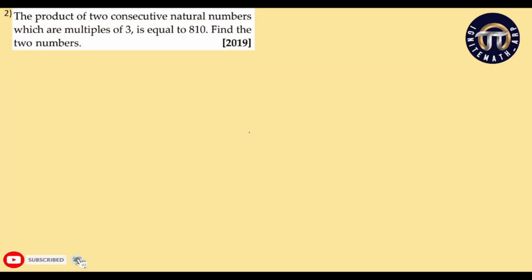See, the second problem says that the product of two consecutive natural numbers which are multiples of 3. Clear, children? So first of all, you must know what you mean by consecutive natural numbers. Look at this: 1, 2, 3, 4. These all are called consecutive natural numbers. If I am taking the first number as x, the next number is 1 more than the previous number, so the next number would be x plus 1. So the third number would be what? 2 more than the first number, that is x plus 2.